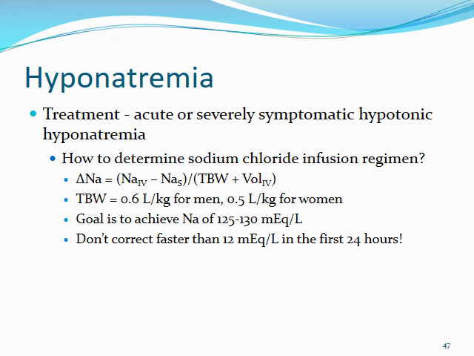The goal here is to generally achieve a sodium of 125 to 130. And again, in the first 24 hours, you typically do not want to correct faster than 12 milliequivalents per liter. So that's a really important number to remember. Again, if your patient is acutely seizing because their sodium is 105, you've got to replace that to get them fixed up. So it may be more than 12 milliequivalents, but if you have a patient who's relatively more stable, that 12 milliequivalents per liter is a good number to hold to for that first 24 hours.